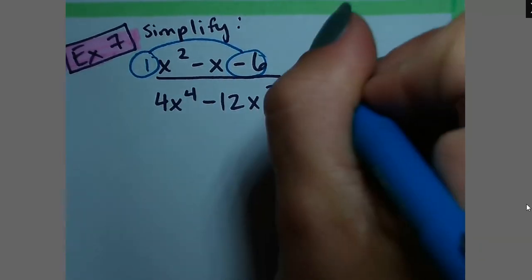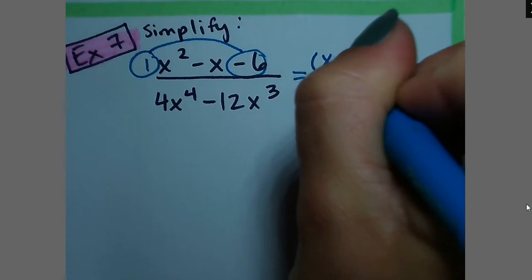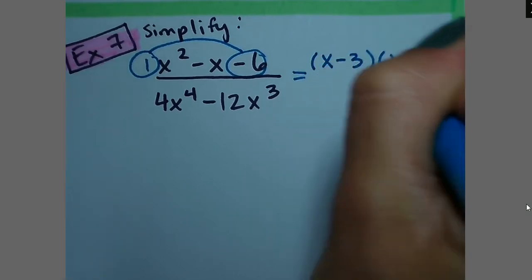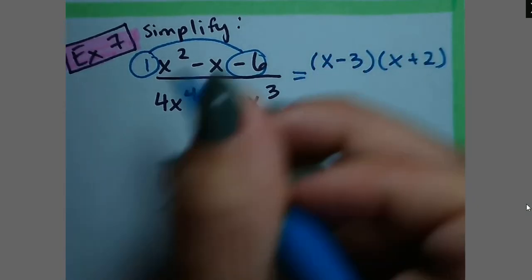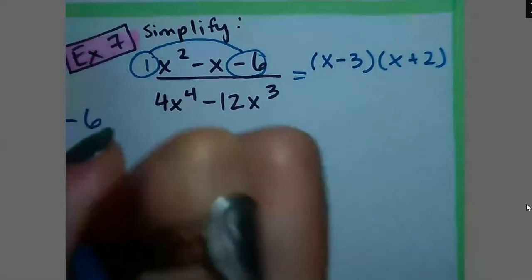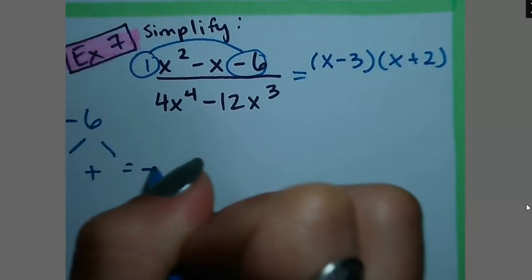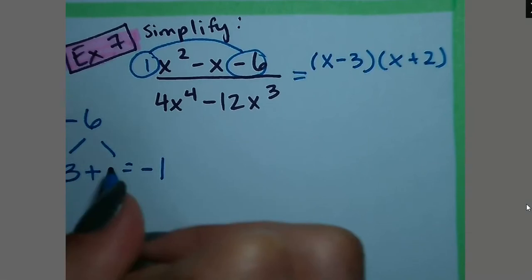So it's going to be x minus 3 times x plus 2. But again, if you need this step, you can do this as well. All right, and it's going to be -3 and +2.